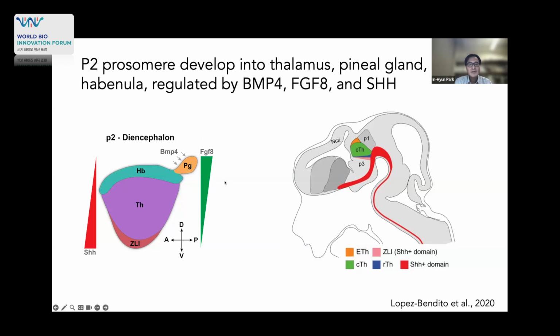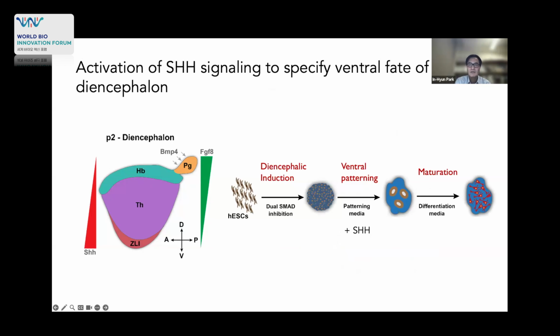Because we already had a method to produce the thalamus, we had a very simple idea. Maybe by adding sonic hedgehog, or BMP and FGF, into the thalamic organoid, we may be able to either ventralize or dorsalize the developing thalamus. So that is exactly what we tried. Basically, we added the ventral fate-inducing sonic hedgehog during the patterning step of thalamic organoid production.